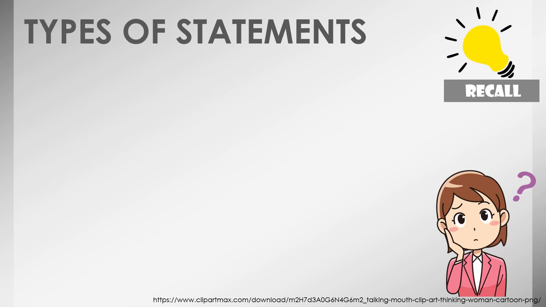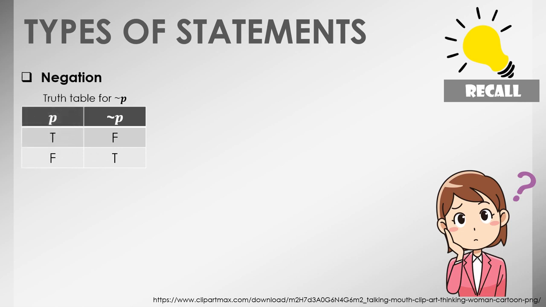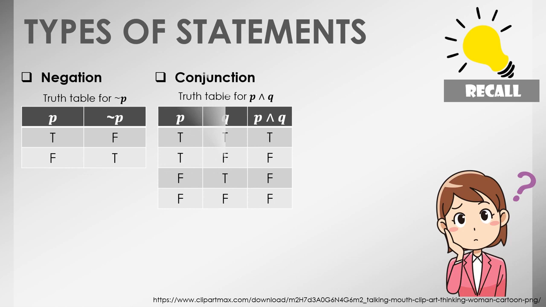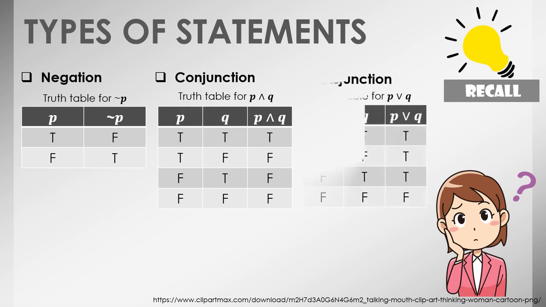Moreover, it is also necessary to recall the truth table of the first 3 types of statements which were presented in the previous video. That is, the truth table for the negation statement given by this, the truth table for conjunction statements, and the truth table for disjunction statements. Let us familiarize ourselves with these tables, for we will possibly be using this as we discuss the last 2 types of statements.